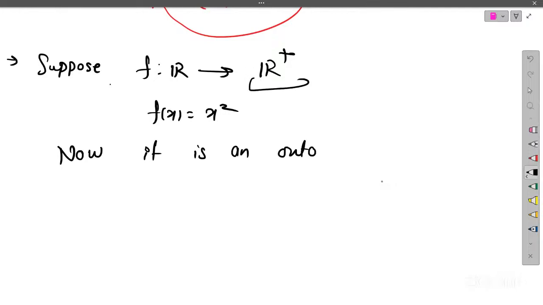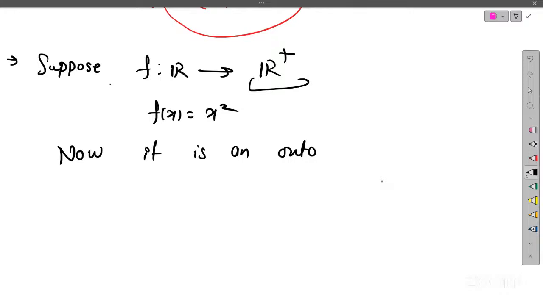Instead of considering real numbers as the codomain, I restricted the codomain to be R plus, and we know that the range of this function is nothing but R plus. So that's how we can make functions onto. Similarly, you can make functions one-one also, but it's very easy to make them onto.